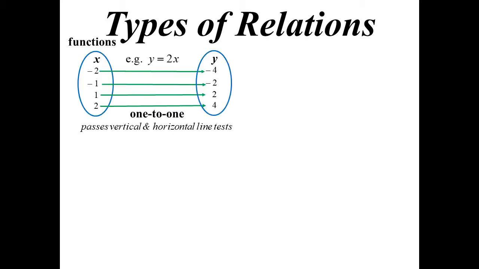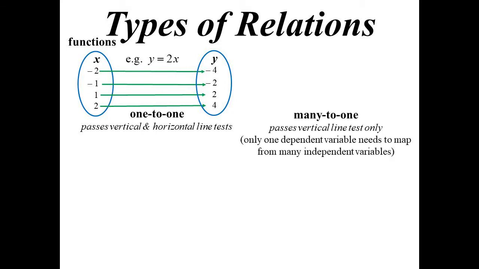So if we were to draw the map, then each x value goes to one y value. So it's just a one-to-one relationship. The example I put there is a straight line. A straight line would also satisfy it when you think about it. So y equals 2x.